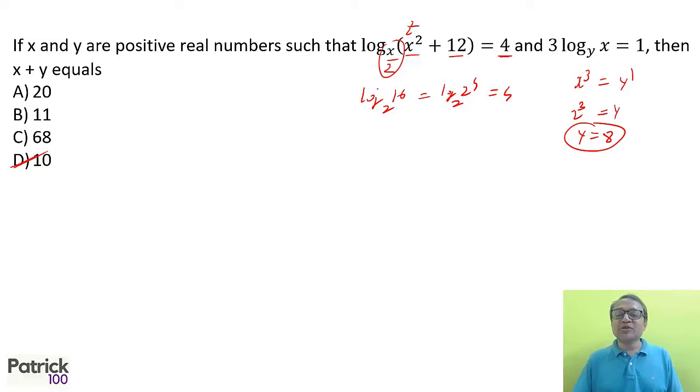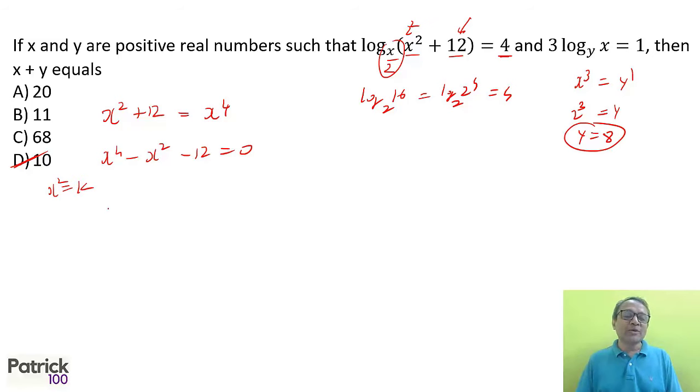Okay, let's look at the other approach. The first step is to take the first equation, because there's only one variable here, and convert it into a normal form by removing the log: x squared plus 12 is equal to x raised to 4. Bring it together: x raised to 4 minus x squared minus 12 equals 0. If I put x squared equal to k, I'm converting it into a quadratic equation: k squared minus k minus 12 equals 0. The sum of the roots is plus 1 and the product of the roots is minus 12, so the roots are 4 and minus 3.